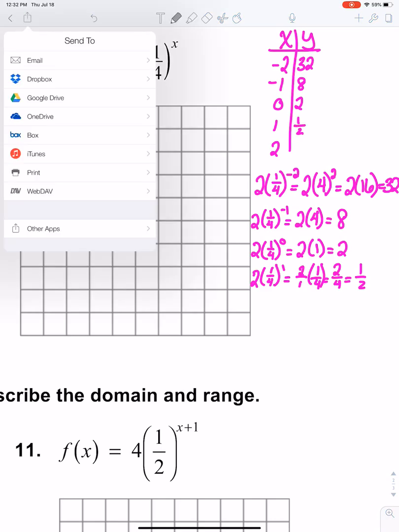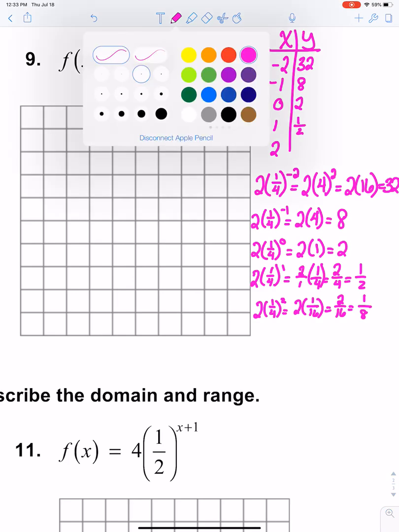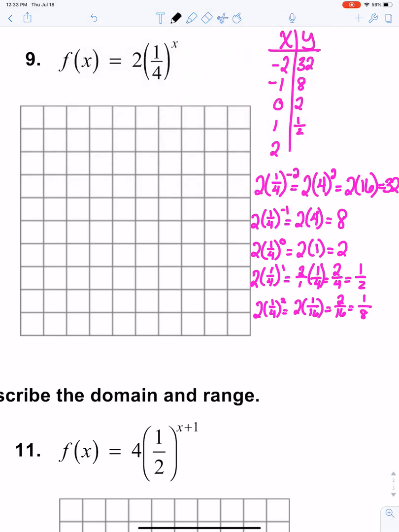Okay, and then we have 2 times 1/4 squared, which is equal to 2 times 1/16, which is equal to 2/16, which reduces to 1/8. That's going to be difficult to graph, but we'll estimate it. Not a problem, because we can estimate these things. So I draw my x-axis. I draw my y-axis. Okay, and then I go back to the pink to graph it.